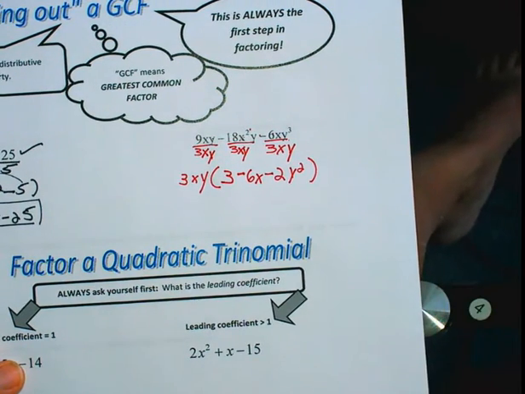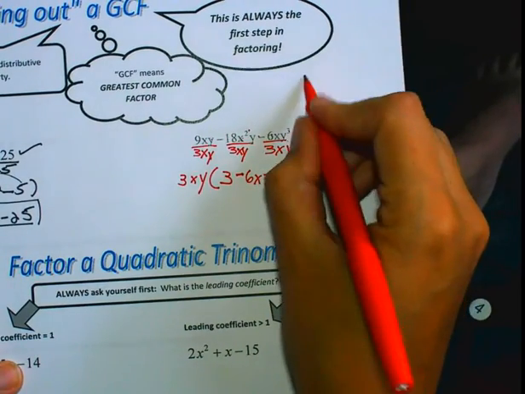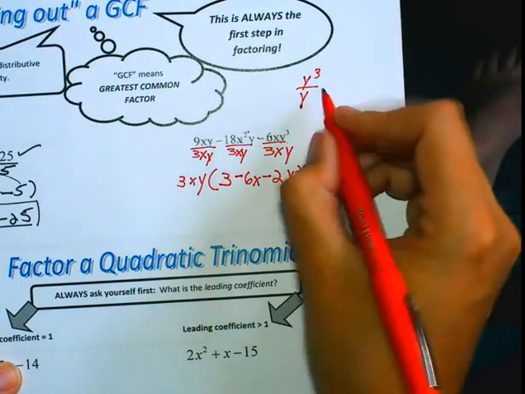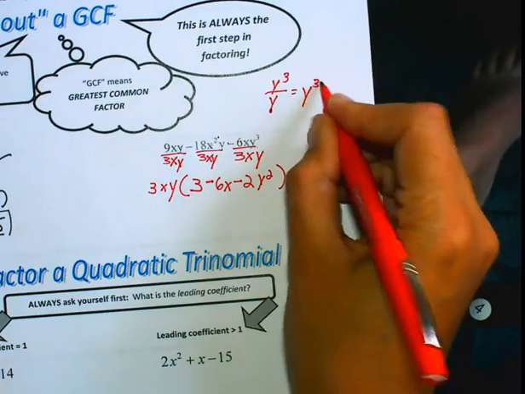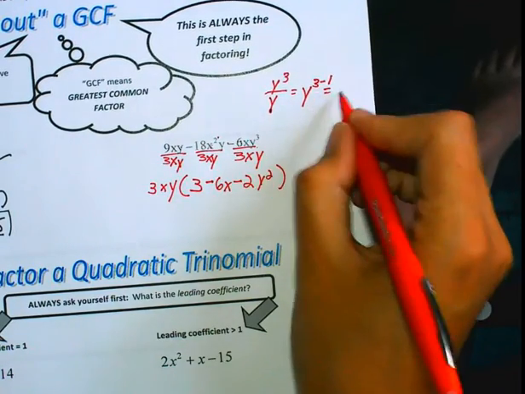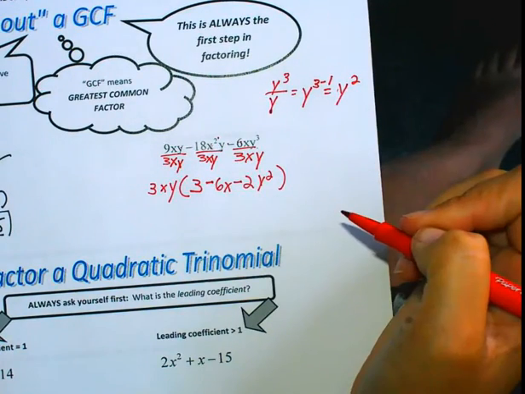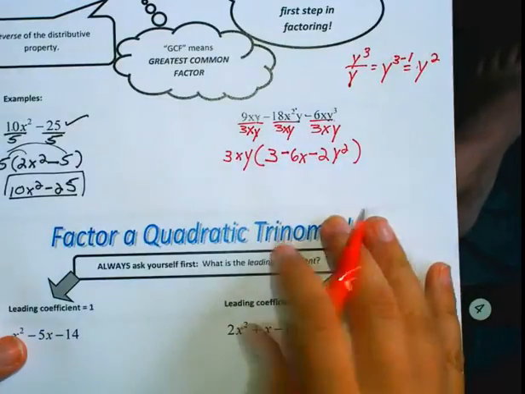Just a little side note, if you forget the rules of exponents, when we had the y cubed over y, we simply said y 3 minus 1, so that gives me y squared. If you don't remember how to do this from Algebra 1, you definitely should talk to your teacher or stay after school. Okay, now let's check just to make sure we've done this right.